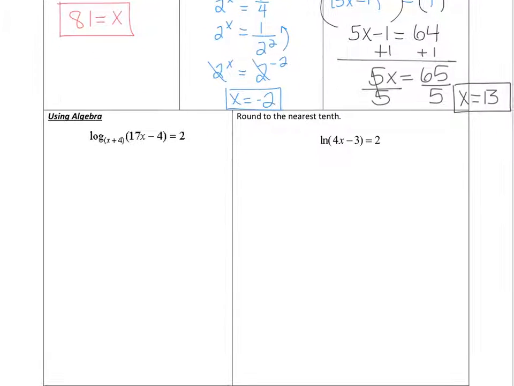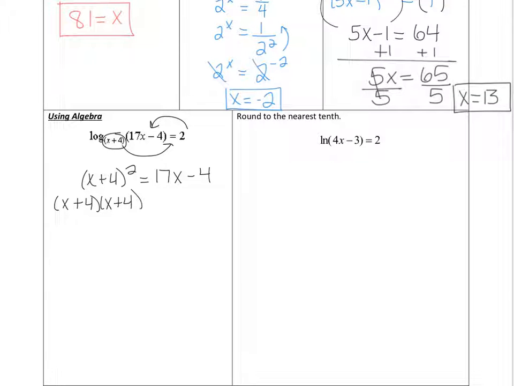Alright, so let's take care of a problem that requires algebra. So rewrite this using exponents. So this to the 2nd power equals this. So x plus 4 squared equals 17x minus 4. Now the rest of the problem is just algebra to solve. We're going to have to double distribute this side. So this is x plus 4 times x plus 4, which is x squared plus 8x plus 16. And we are left with this, 17x minus 4.